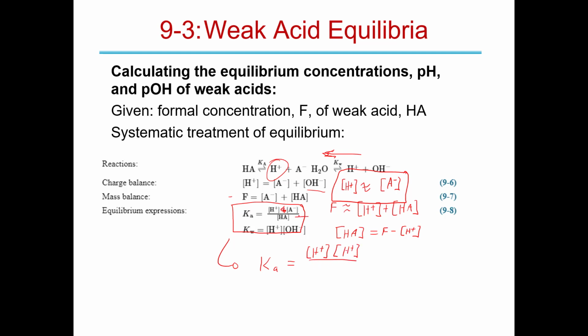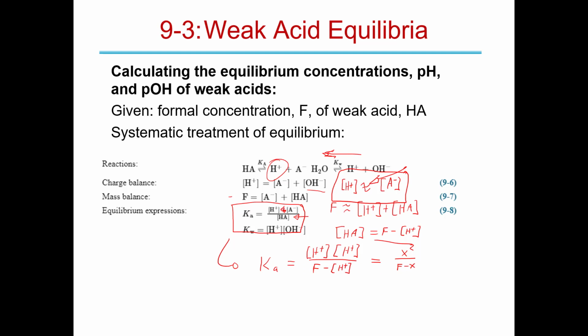And then for the denominator right here, the HA concentration, we just found that that was equal to F minus the H plus ion concentration. So we've made this approximation, which turns out to be pretty excellent. So if we wanted to, we could let X be equal to our H plus ion concentration. So in the numerator here, we have X squared, so X times X, divided by F minus X.